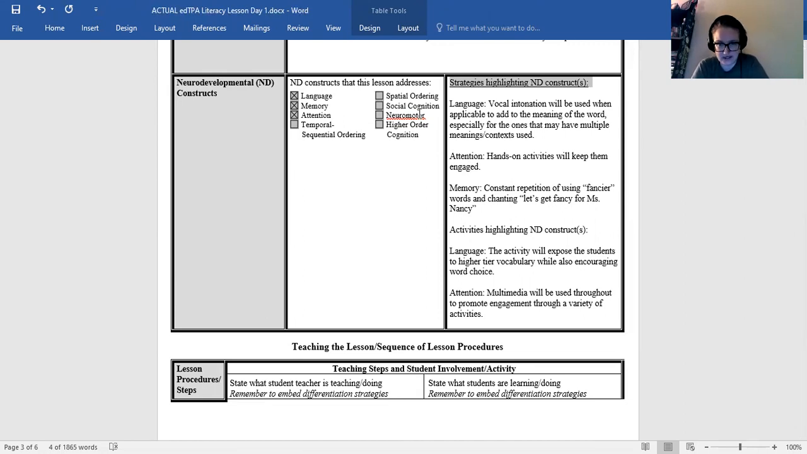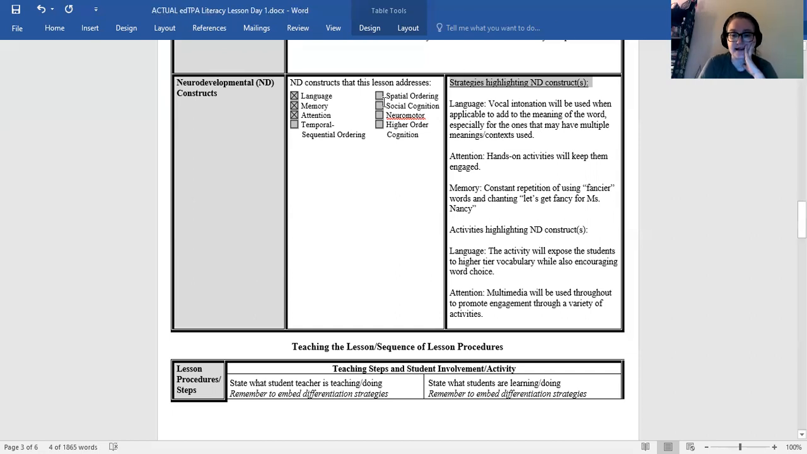So for language, vocal intonation will be used when applicable to add to the meaning of the word, especially for the ones that may have multiple meanings or context used. For frazzled, you can use it literally, like frayed, or like yourself as a person is frazzled, you're loose ends. Right? We're all frazzled here.